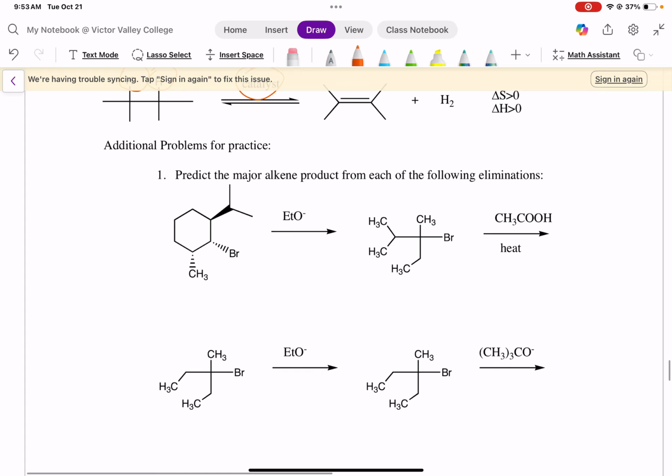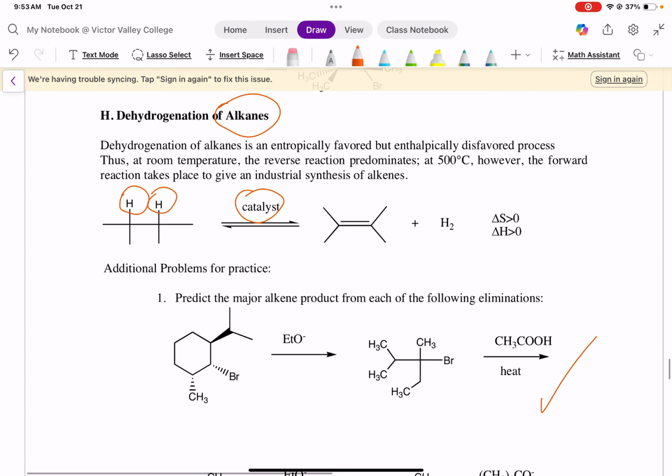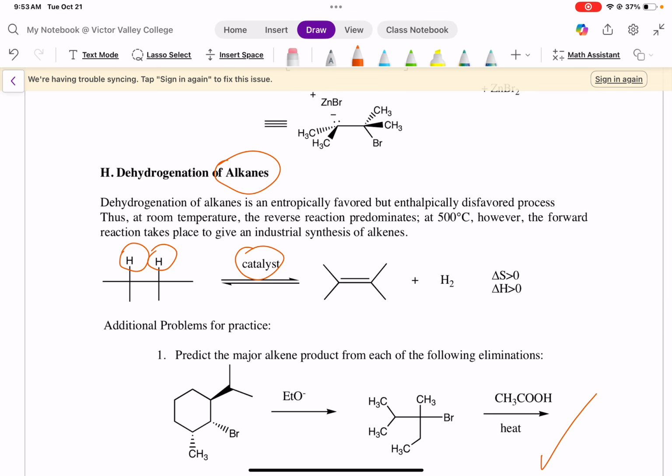All right, so there are a couple additional problems for practice. Feel free to practice those and then discuss with me.